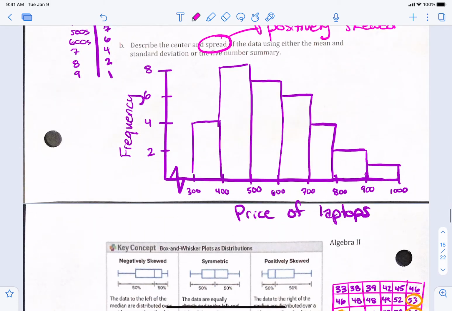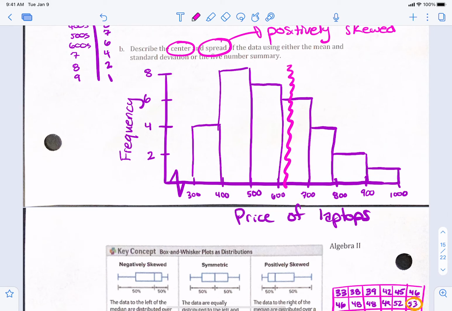Okay? Positively skewed. Now, when they talk about the center of the data, where would you put the middle of the data? At 600 to 700? You think 600 to 700? So you would split it like right here-ish maybe? That's the middle, right there.